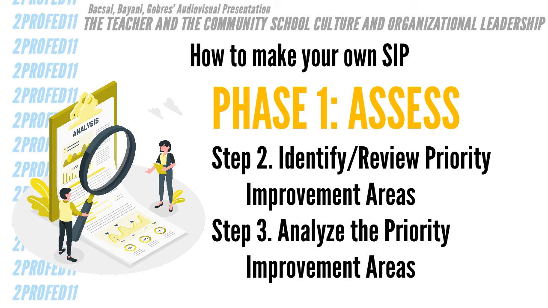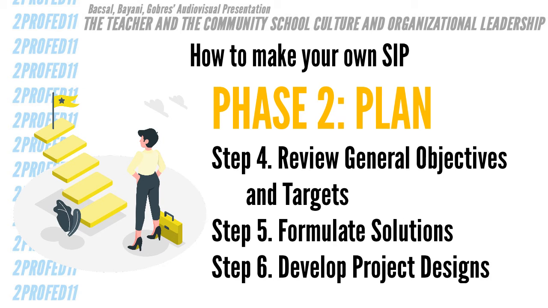And step 3, analyze the priority improvement areas. After identifying your PIAs, set your general objective for the next 3 years. Start organizing teams for specific PIAs. This is where you'll also start analyzing the root cause of the problems that you will be facing. Let us proceed to our next phase.